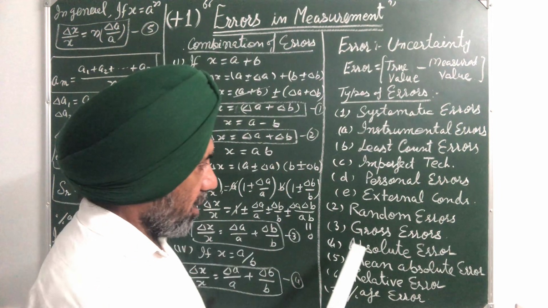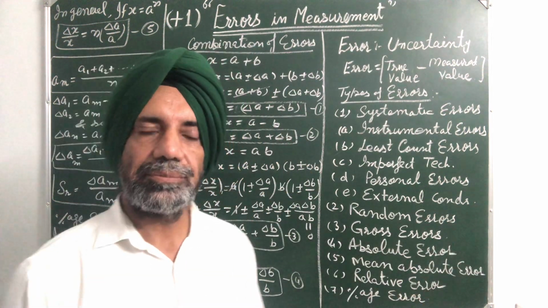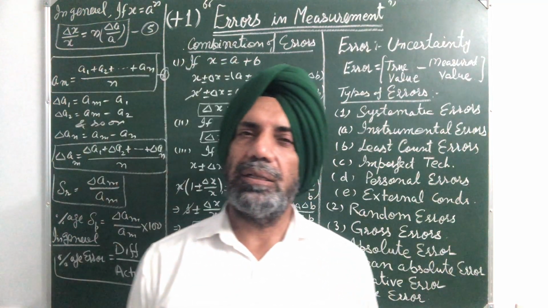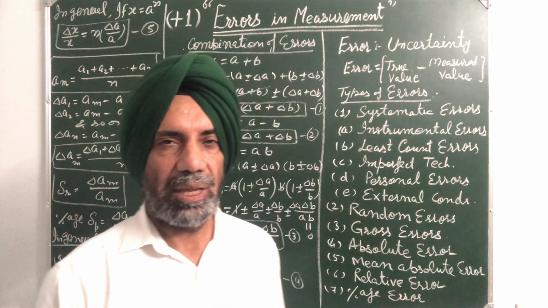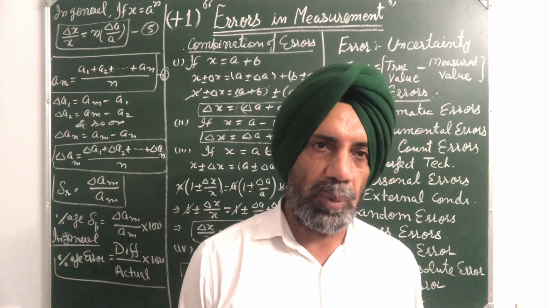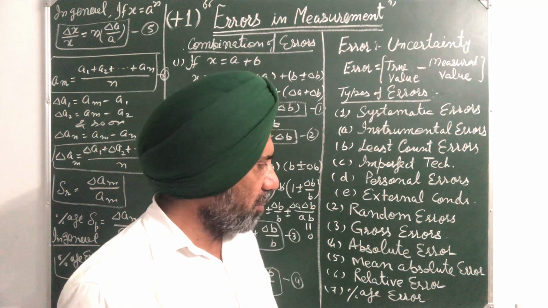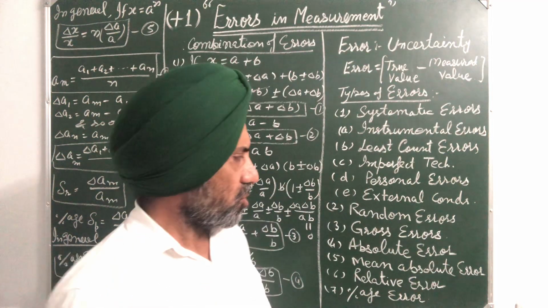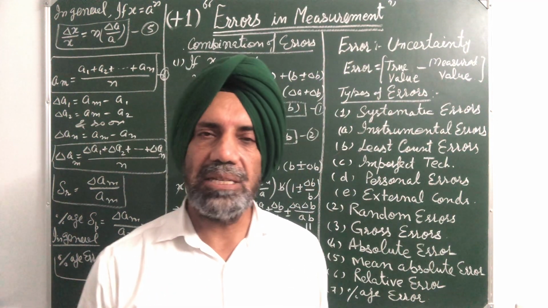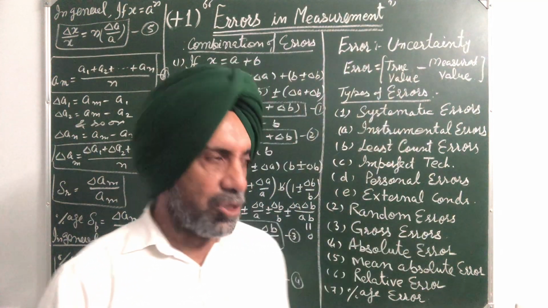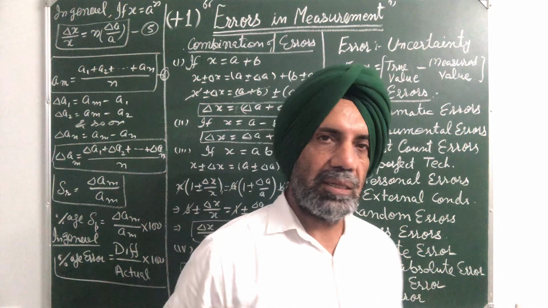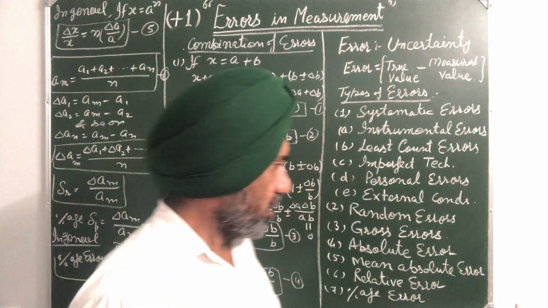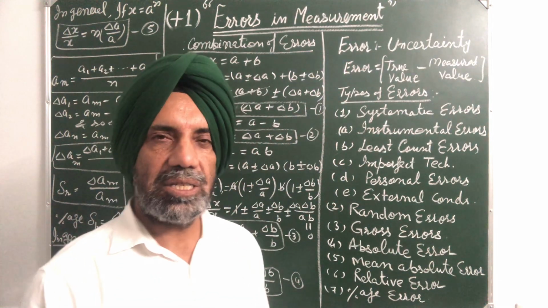Then next is gross errors. Gross errors also occur by some mistake. We do some mistakes while performing experiments. We do some mistakes while doing calculations. Such errors can also be minimized or avoided by giving proper training to the students, by performing the experiments carefully and solving the equations carefully.